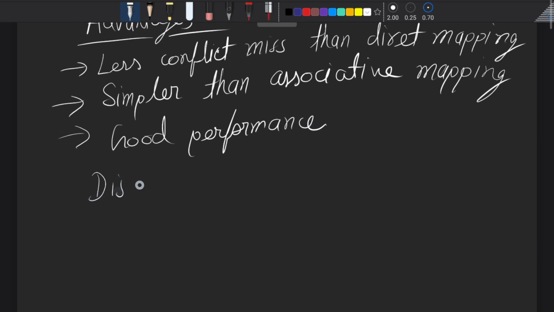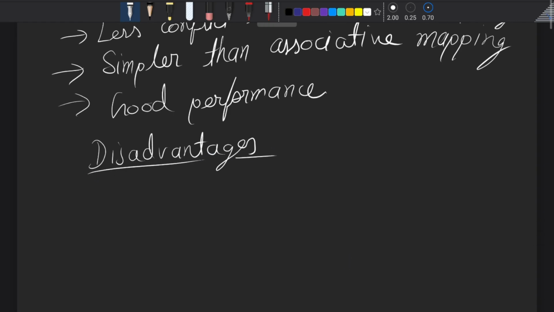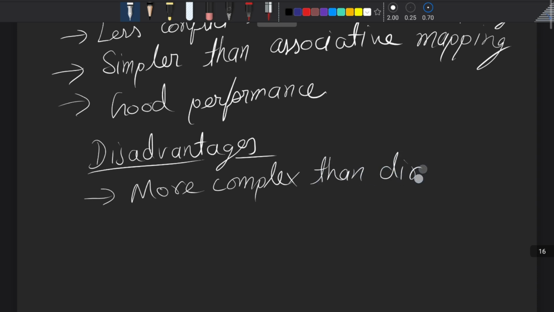So now look at some disadvantages. Some disadvantages are that, of course, it is more complex than direct mapping, and it is slightly slower.